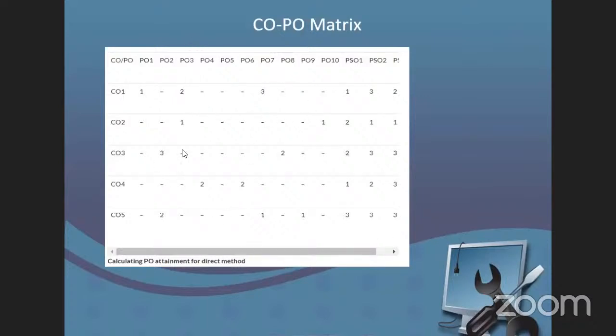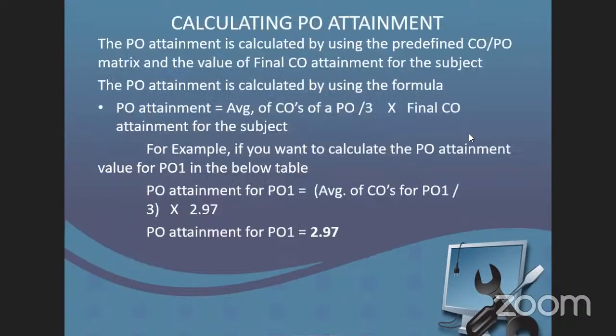Remember, these values 1, 2, 3 specified here are purely justified by the person who is handling the course. You should be in a position to justify why you have given 3 for CO3 to PO2. CO3 and PO2 are exactly matching, so I have given 3. The justification is purely given by the course handler or subject handler. This is the first step you have to do for your PO attainment, CO-PO mapping.